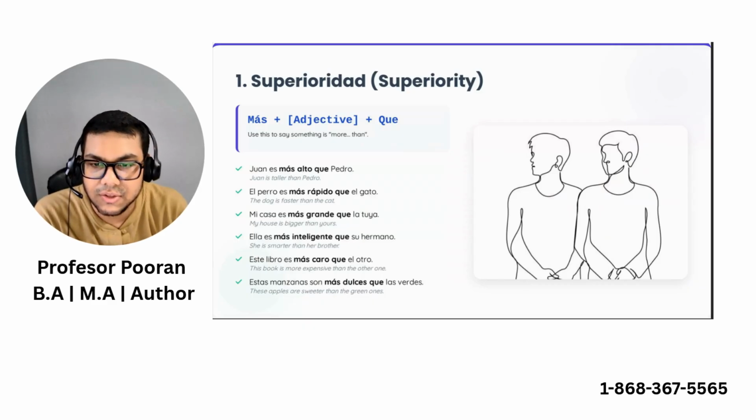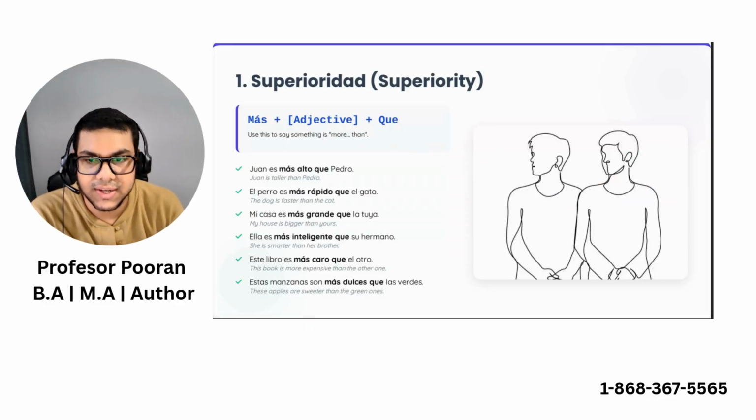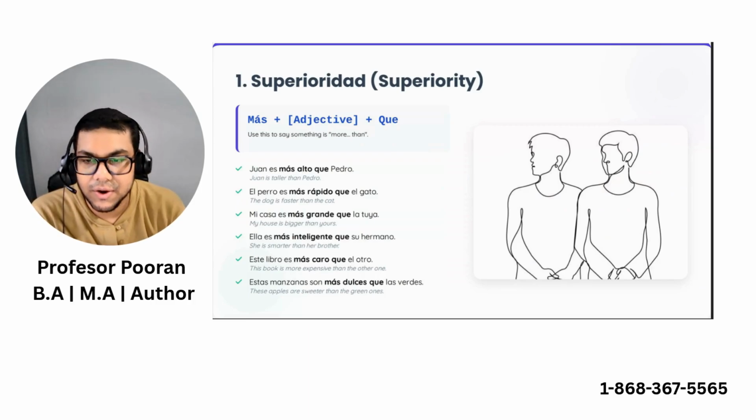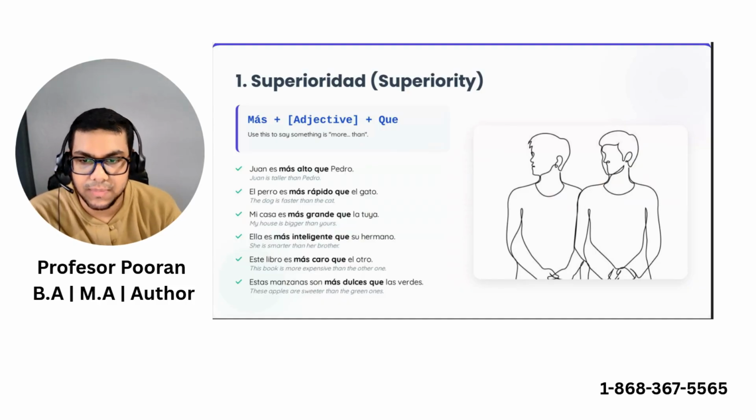Juan es más alto que Pedro. Juan is taller than Pedro. So notice the English is taller, but in Spanish is más alto que. So it's like literally saying more tall than. El perro es más rápido que el gato. The dog is faster than the cat. Mi casa es más grande que la tuya. My house is bigger than yours.